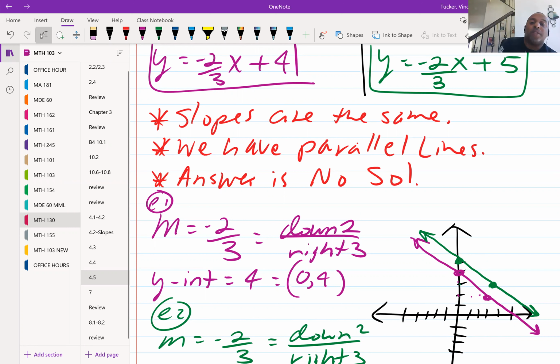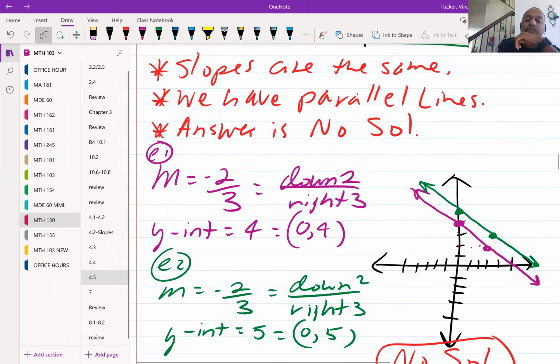And for equation 1, our y-intercept is 4. Same slope for equation 2, but our y-intercept is 5. So here for the purple line, we start at 0, 4, and then we go down 2, right 3. That gives me that point. And then we start at 0, 5, go down 2, right 3, and that gives us that point. And so that's how I got my two lines.